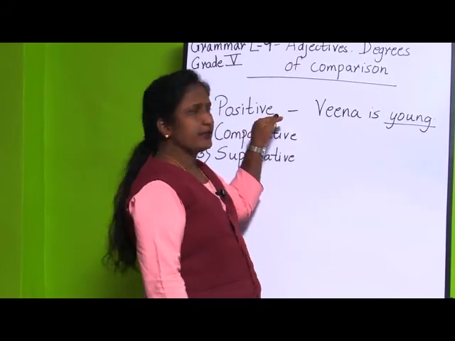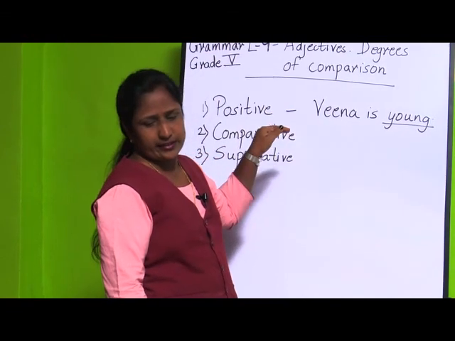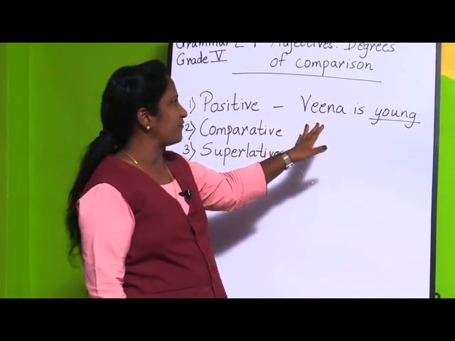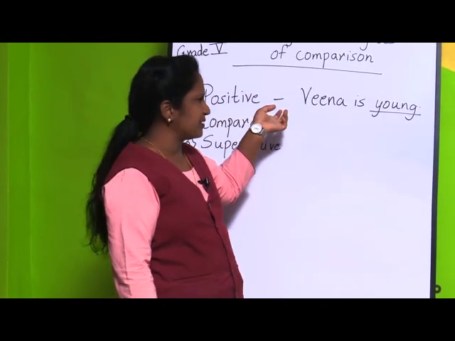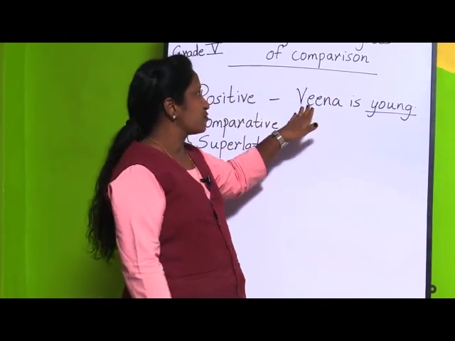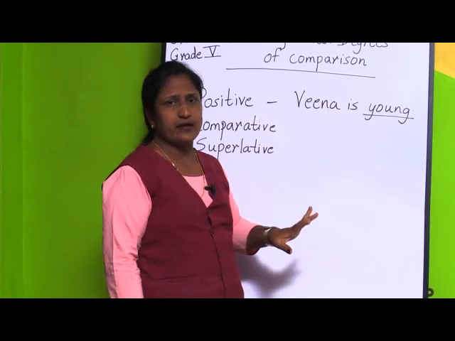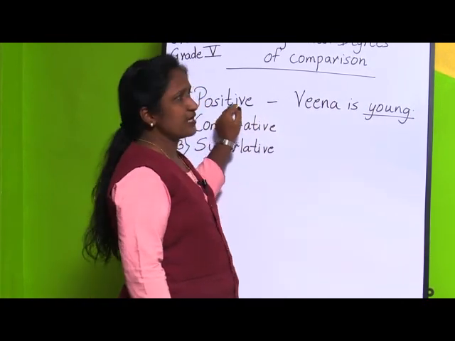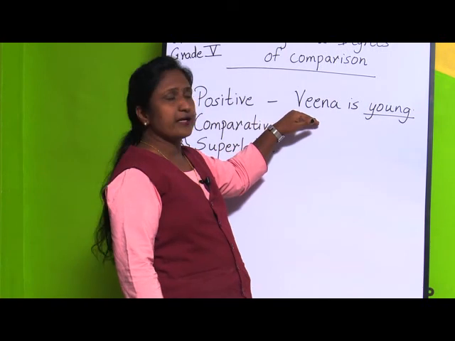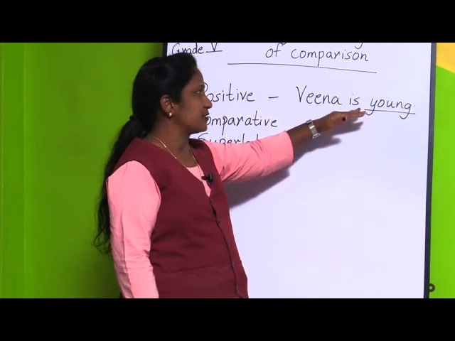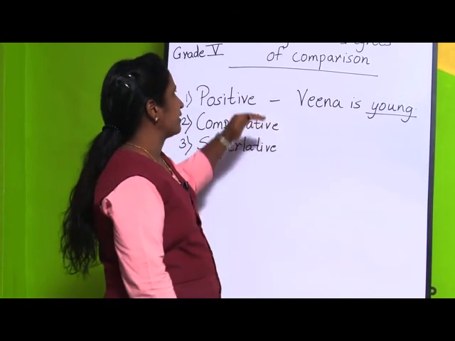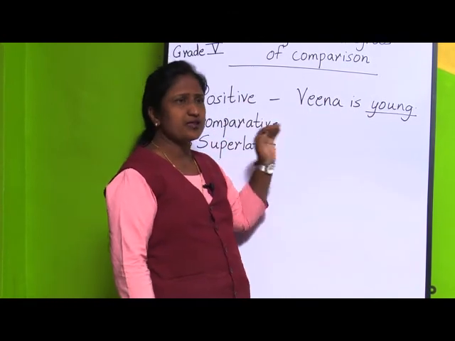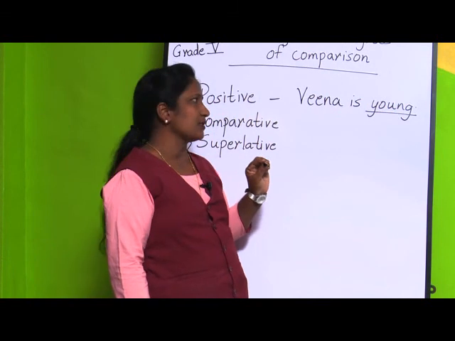So, that degree is called as positive degree. So, we are not comparing Veena with any other person or any other animal, any other thing. So, when we do not compare with anyone, that degree is called as positive degree, and we are telling about only the adjective of quality. We are going to use only adjective of quality in case of degrees of comparison. Always remember this thing in the mind.